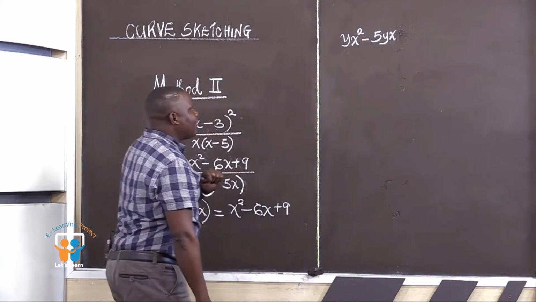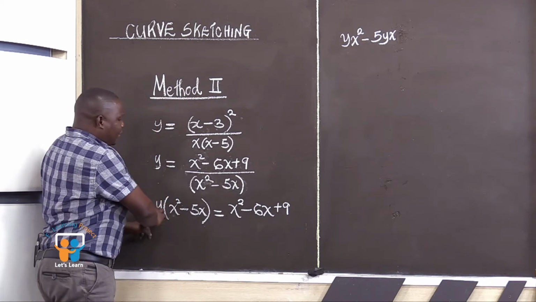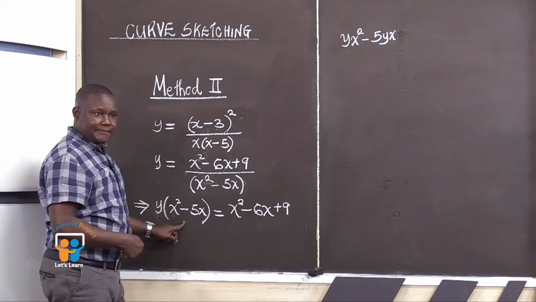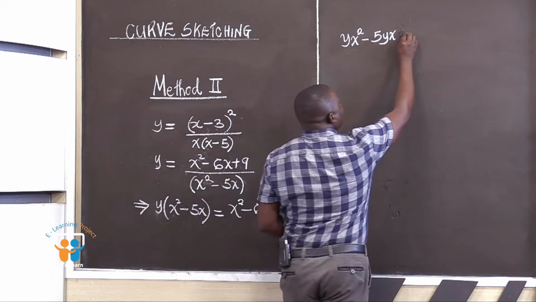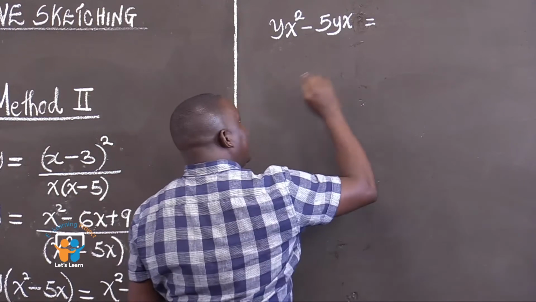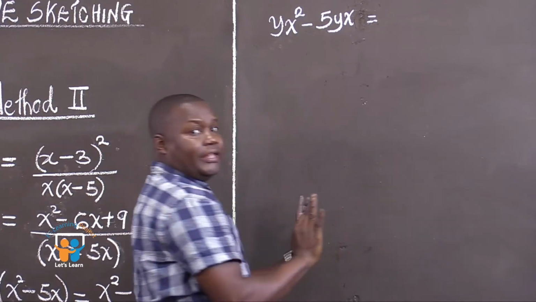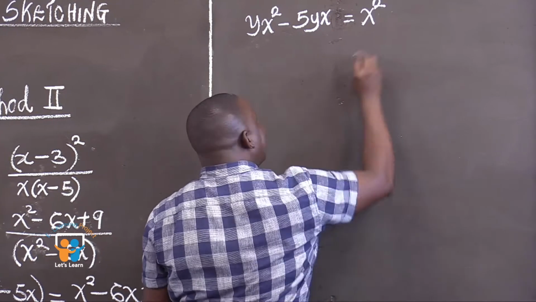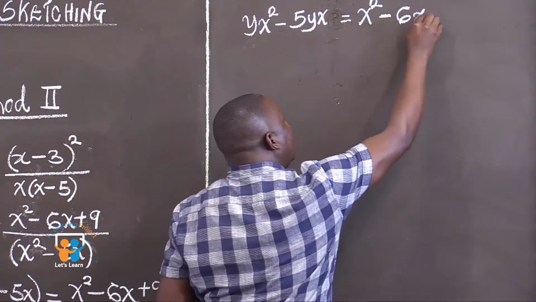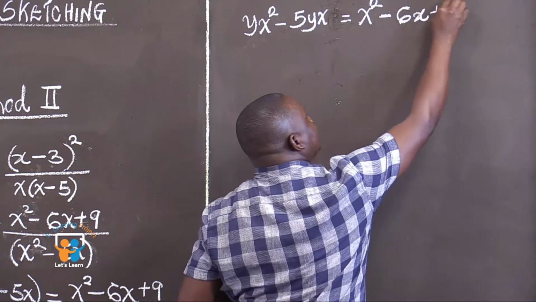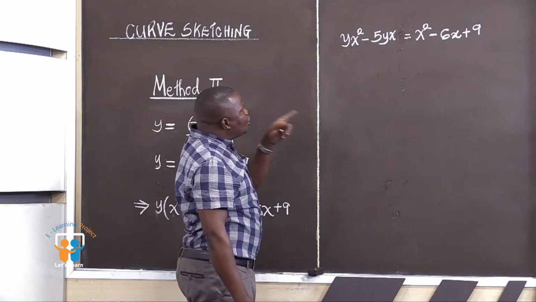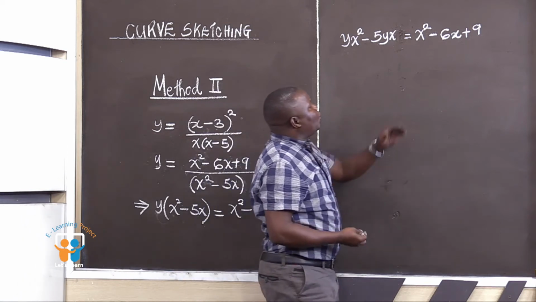And now you observe that we have been able now to remove the brackets from the left-hand side. And now the right-hand side is having what? Our right-hand side, remember, has not been tampered with. So we have our x squared followed by minus 6x. And then finally, plus 9.